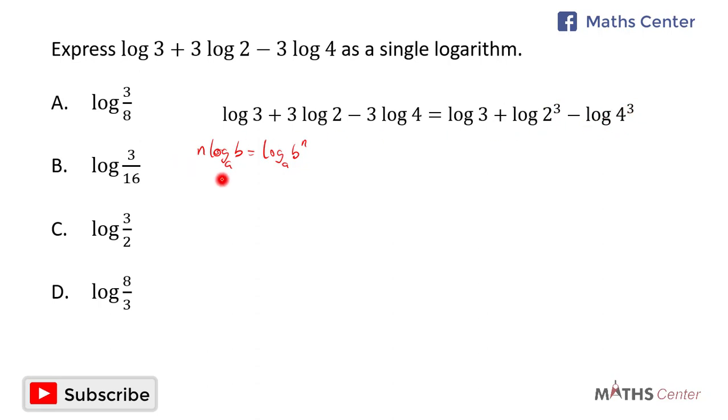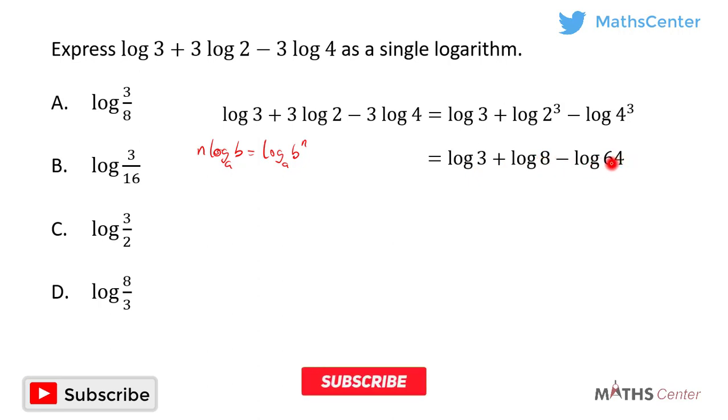As you can see here, if we have n log b base a, we can write it as log b exponent n base a. So if we have 3 log 2, we can write it as log 2 exponent 3. And if you have 3 log 4, we can write it as log 4 exponent 3. Okay, let's continue. 2 exponent 3 will give us 8, and 4 exponent 3 will give us 64. So this becomes log 3 plus log 8 minus log 64.